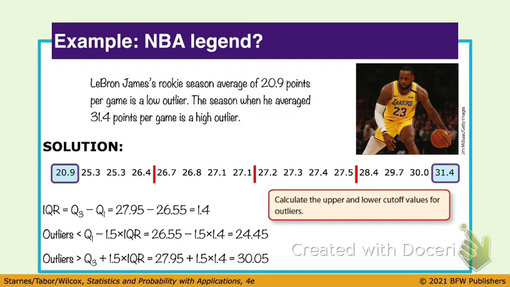The numbers that we used for the cutoffs, this 24.45 and the 30.05, are just used to identify an outlier. They're not really used for anything else. So going forward, I won't use them again. They're just there to identify the cutoffs for outliers. So that's the 1.5 IQR rule. What do you think?